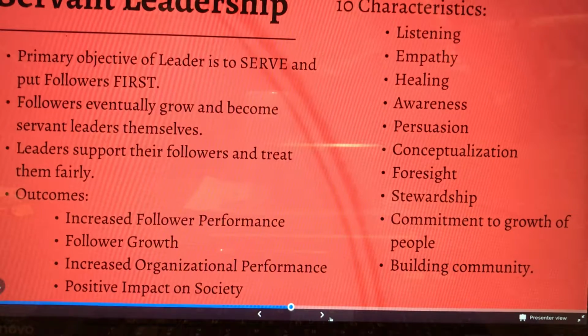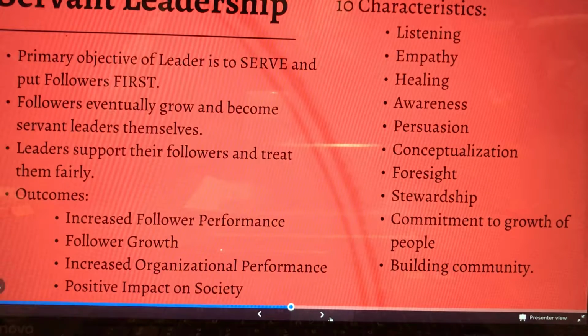So I'm in a lot of clubs where people serve not for the resume or for the extra workload, but because they believe in that organization, they believe in the members, and they believe in what they're trying to accomplish, which is something that really stuck out to me. Servant leadership, all these 10 characteristics: listening, empathy, healing, can you understand the impact of your actions, and finally building that community and building up the people that you lead.